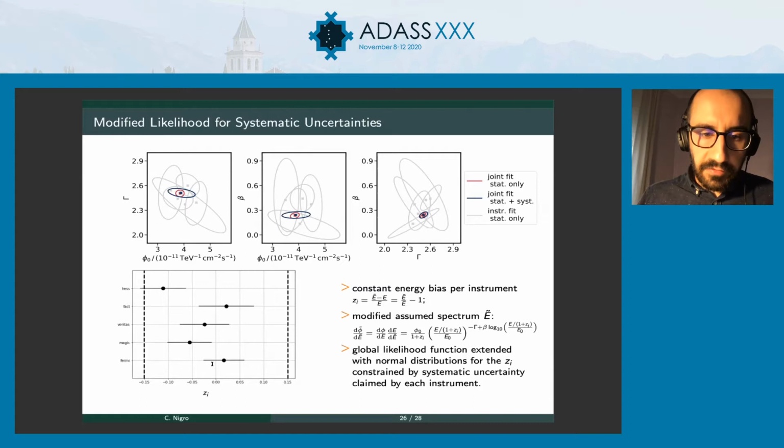And Fermilab claims an energy scale of 5%. So what we obtain with our fit is consistent with that. And in the same way for the Cherenkov telescopes, they usually claim an energy scale of 15%, and what we obtain from our fit is consistent with that.